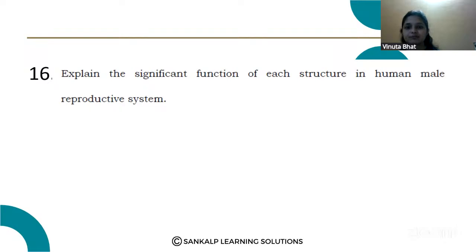Next question. Explain the significant function of each structure in the human male reproductive system. Please note down this question. This is also one of the important questions.